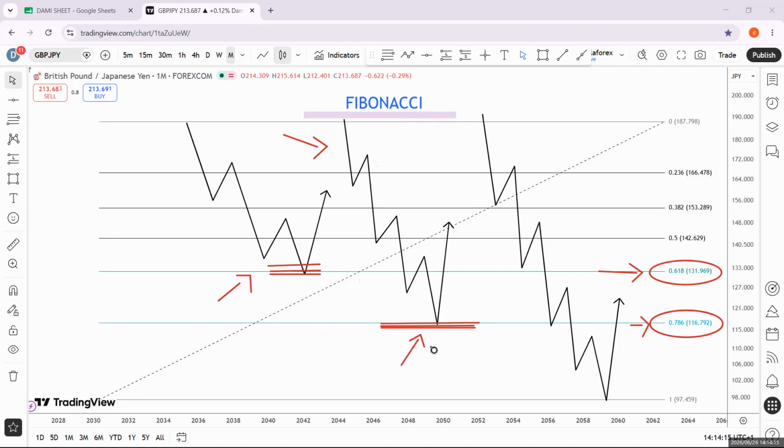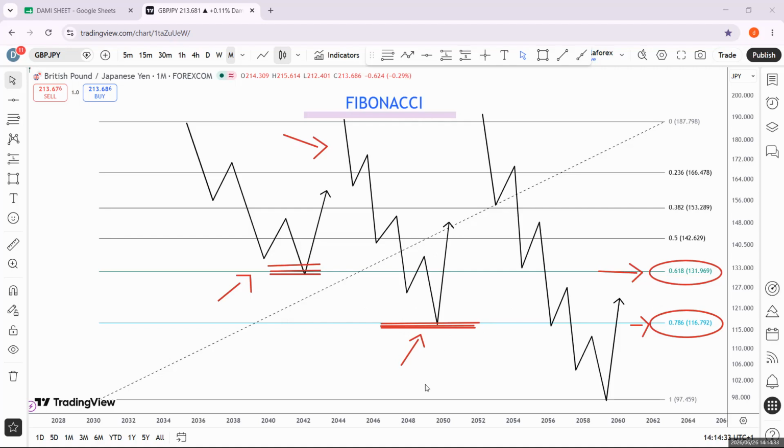Okay, so the Fibonacci has exposed to us the 61.8 and the 78.6 retracements ending levels. Without the Fibonacci, you are never going to know that retracements are going to end at either of those two levels. Okay, so it's very important that you identify those levels out.